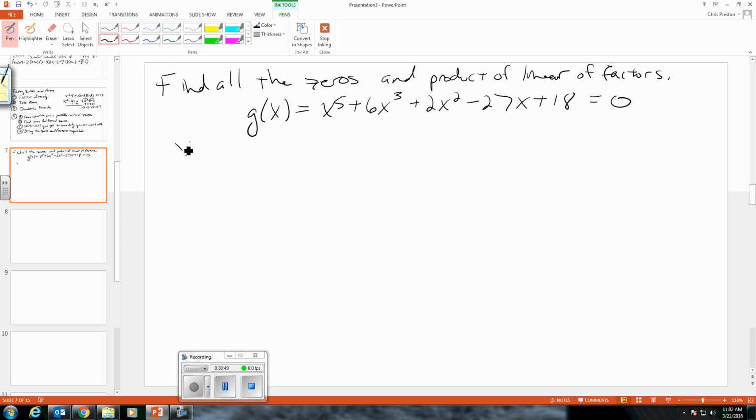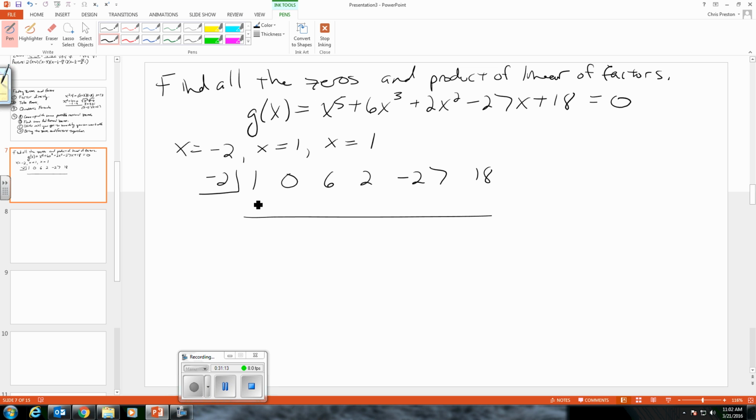We think x equals -2 is a 0. We think x equals 1 is a 0. We think x equals 1 again is a 0. So let's start picking one of those. Start with -2. I'm going to go through x to the 5th, x to the 4th. Again, we're missing that, so we're going to have to put a 0 there. 6, 2, -27, 18. Leave a line, bring that first one down.